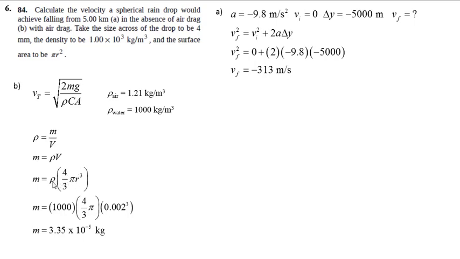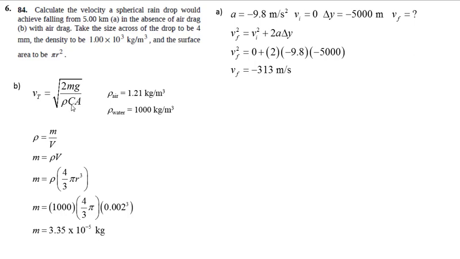And now I can plug in the density of the raindrop. And r is the radius of the sphere. They told me that the size across is 4 millimeters. That means the diameter is 4 millimeters and the radius is 2 millimeters. I'm going to do my units here in meters, so it'll be 0.002 meters, and that gets cubed. And then I can find the mass. This is the mass of the raindrop, 3.35 times 10 to the minus 5 kilograms. So that's what we're going to plug in here.